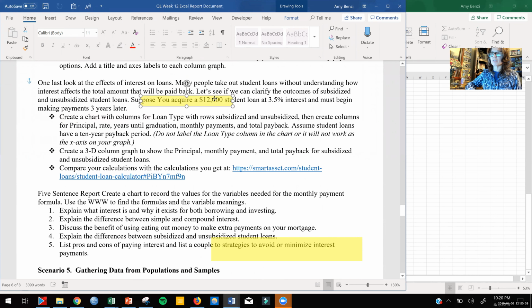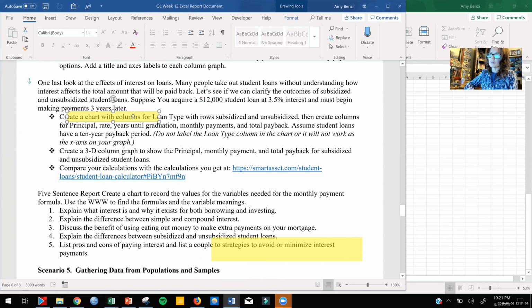Suppose you acquire a loan of $12,000. I Googled it; this was about the average amount that a person earning a 4-year degree ends up borrowing. The loan is going to come to us at a 3.5% interest, and we have to begin making payments 3 years after we take the loan out. You'll see what all this means as we move along.